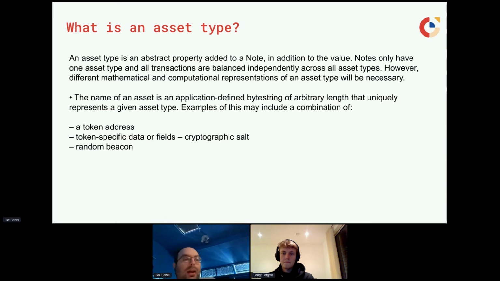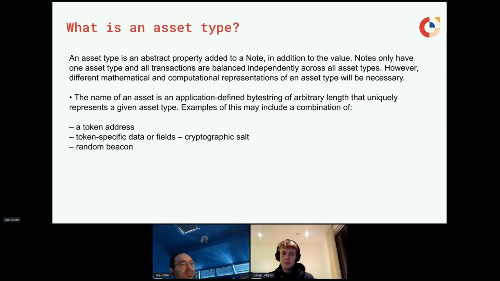Now, this is great, this notion of asset type, but unfortunately we have different mathematical and computational representations of what an asset type is at different points, because they're used in different ways. So I'm going to somewhat arbitrarily, but very specifically, use certain terms to refer to representations of different asset types.